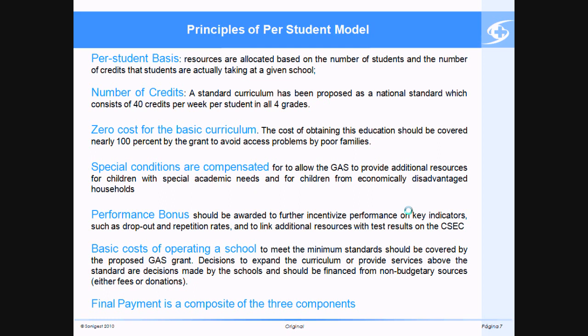And the model should also allow schools to meet the basic costs of operating in order to deliver on the minimum standards that we desire. It will also therefore allow us to ensure that the curriculum that is provided to all students will not see some students at a greater advantage than other students. So final payment in the model will be on the basis of 3 components, which we now discuss.